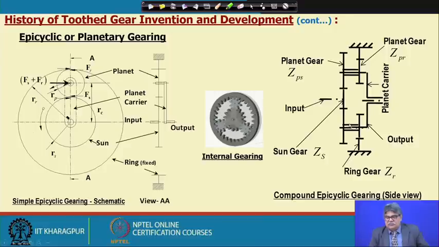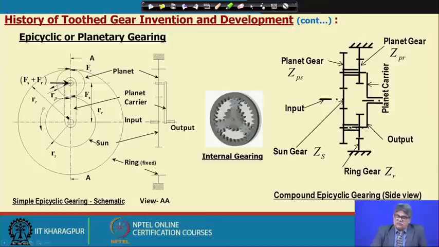Okay. Now, this epicyclic gearing can also be made compound. In that case, what we find, this sun gear is connected to a somewhat larger planet gear, and this planet gear or pinion is integral with another small pinion, and that is connected to the ring gear. The ring gear is kept fixed, and the planet carrier is passing through this planet gear set.